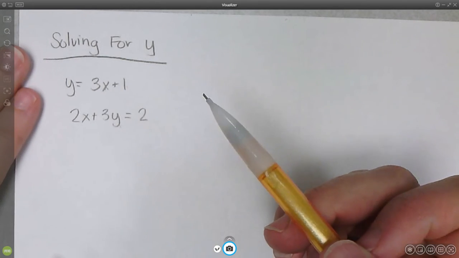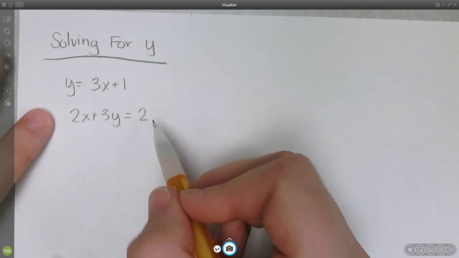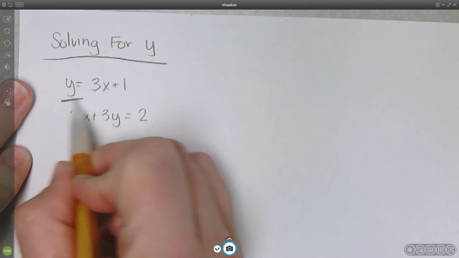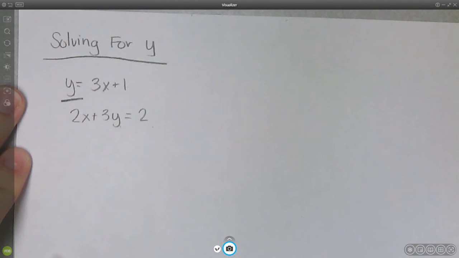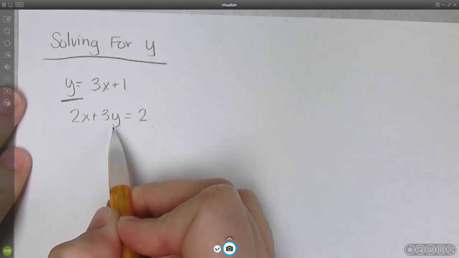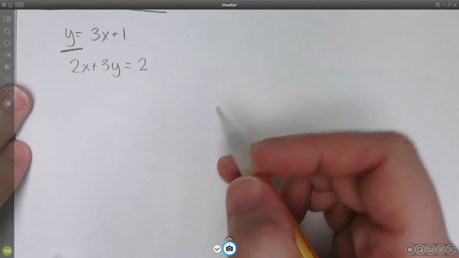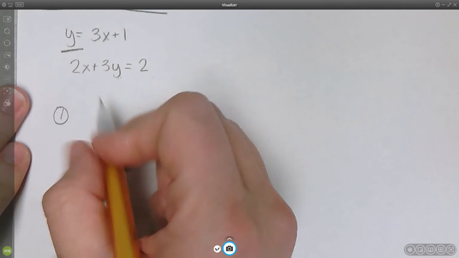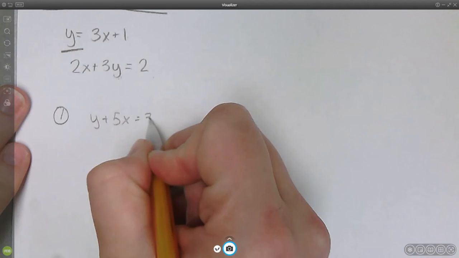So we can also graph these in our calculator. But in order to put them in your calculator, it has to be in y equals form. So if you don't have y equals and then something, you can't put it into your calculator. So this problem, you're not going to be able to just type into your calculator to graph. So let's look at a couple of problems on how to solve for y so we can put something like that in our calculator. So let's start with y plus 5x equals 3.